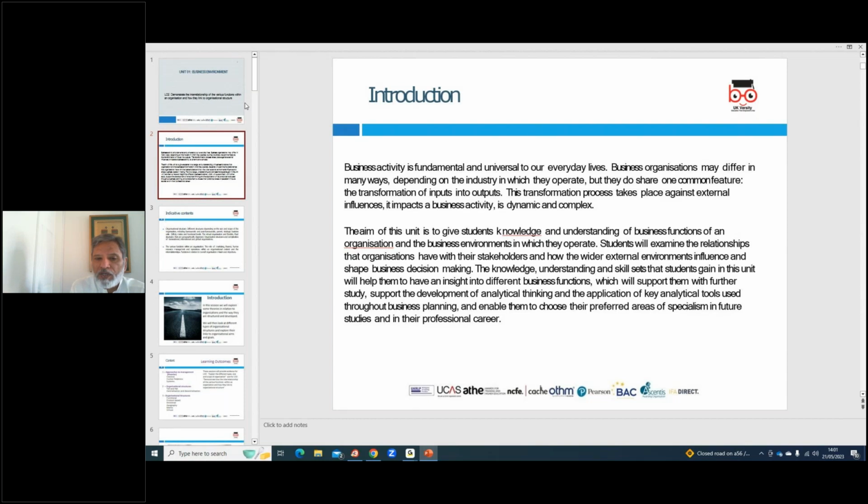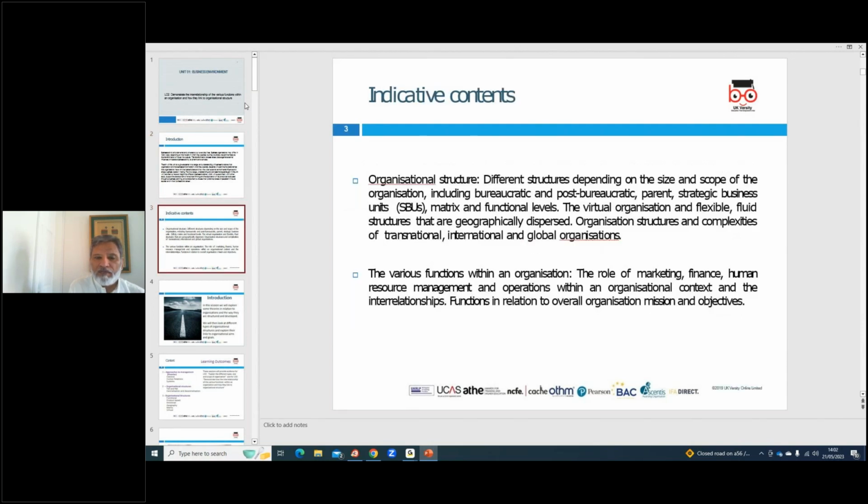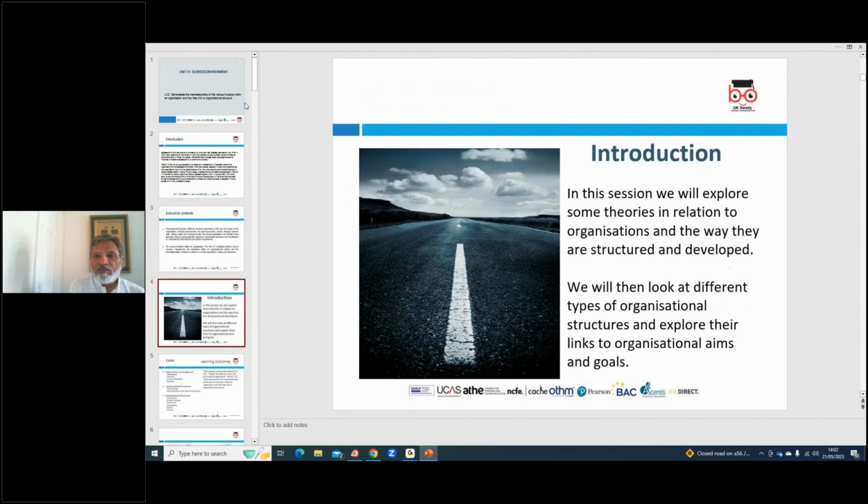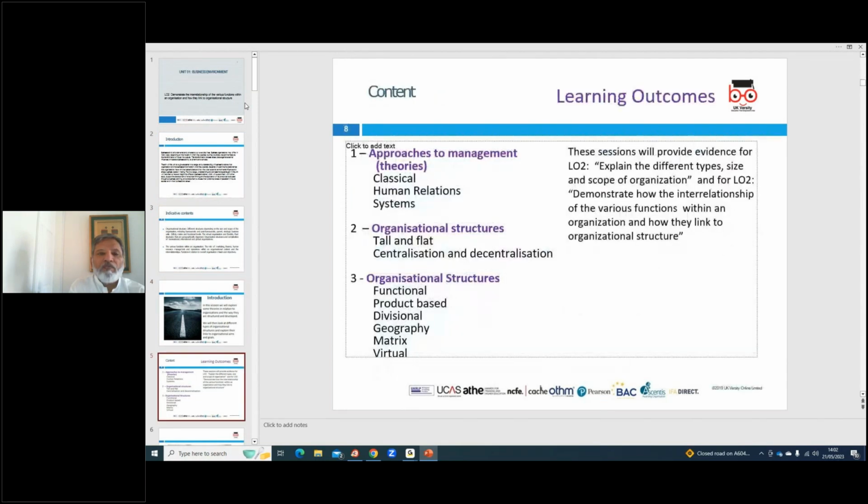Okay, so today's aim of this lecture is to look at different functions of an organization within the business environment. You need to look at the relationship between different functions and structures. We will look at different structures and functions and how they relate together, and that will satisfy your L02. Okay. So, without further ado, let's move on.